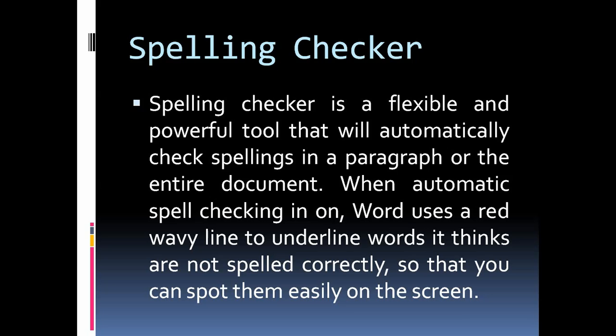A spelling checker is a flexible and powerful tool that will automatically check spellings in a paragraph or the entire document. When automatic spelling checking is on, Word uses a red wavy line to underline words it thinks are not spelled correctly so that you can spot them easily on the screen.